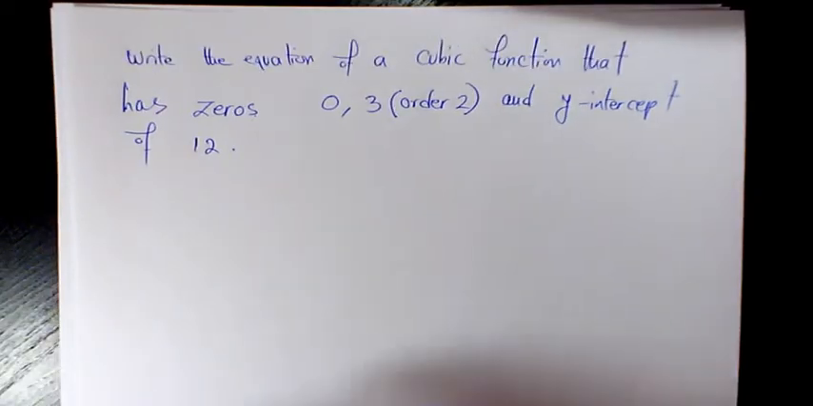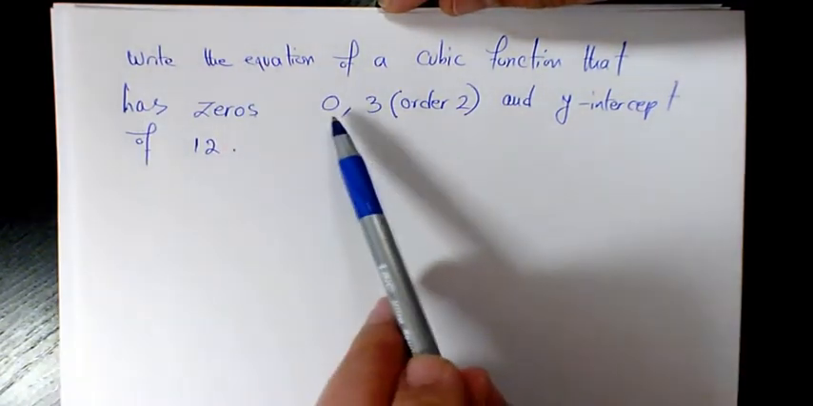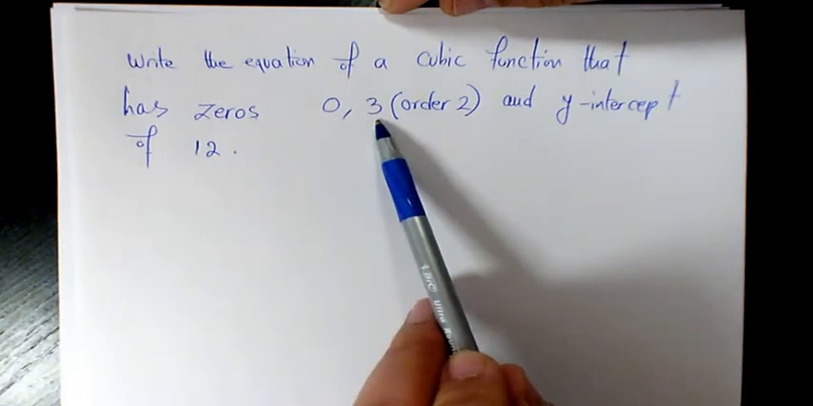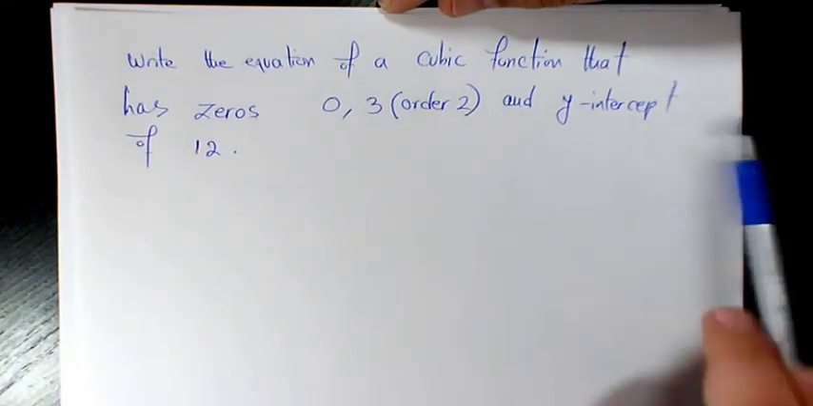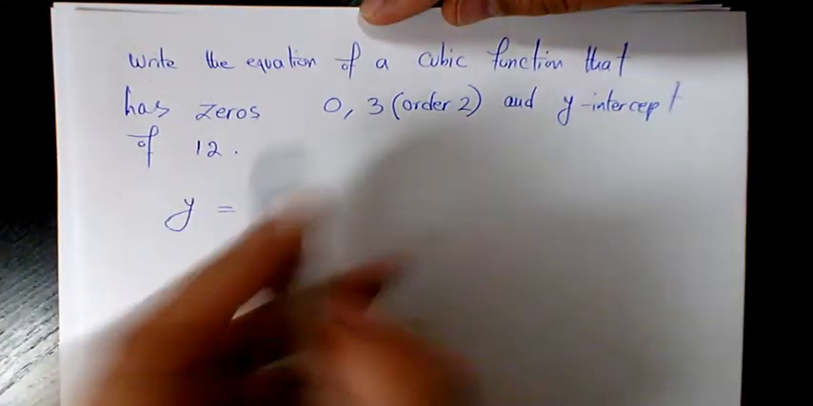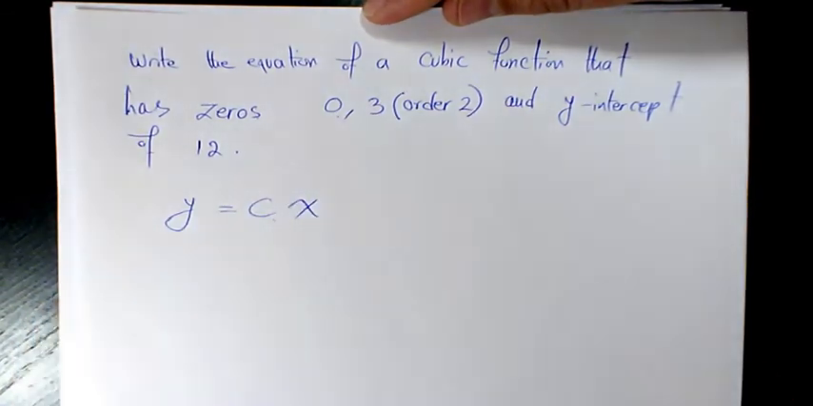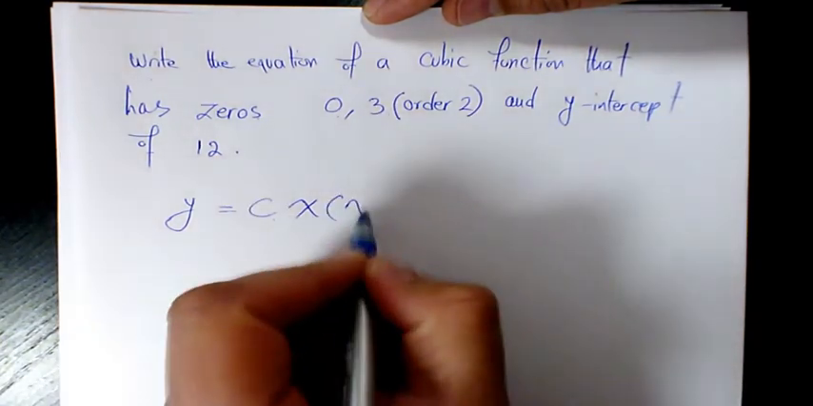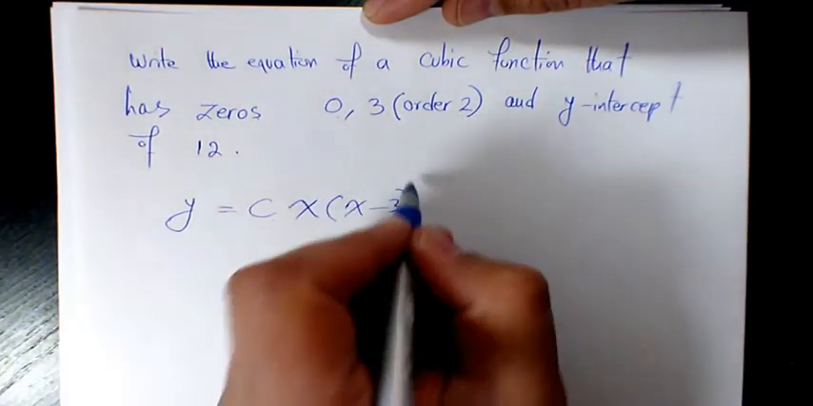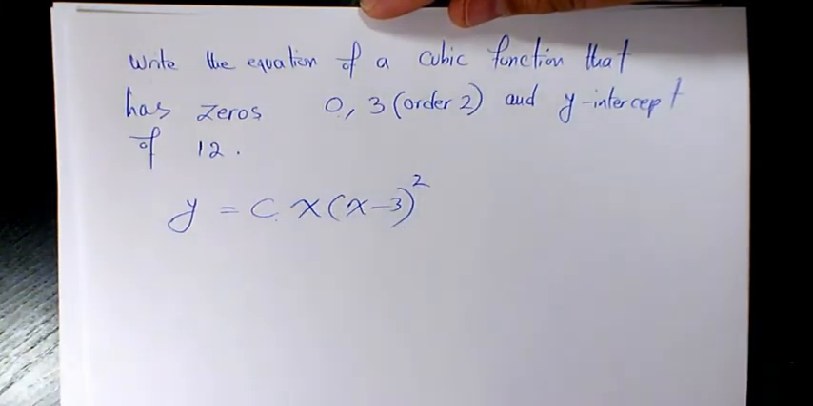Next example: write the equation of a cubic function that has zeros of 0 and 3. 3 is order 2, and the y-intercept is 12. So we're going to say y equals c. One of the x-intercepts is 0, so it's going to be just x. And the other one is 3, so x minus 3. And since it's order 2, we need to put it to the power of 2. That makes sense, it's cubic, so 2 plus 1 is going to be 3.